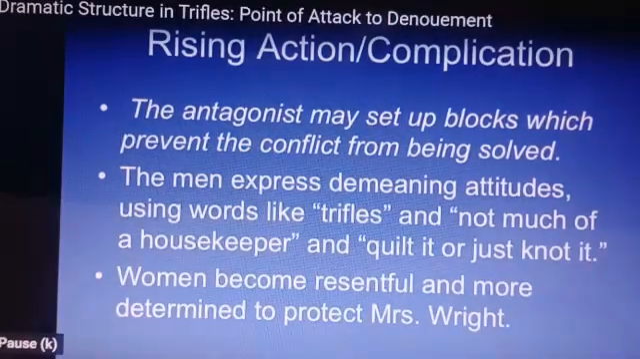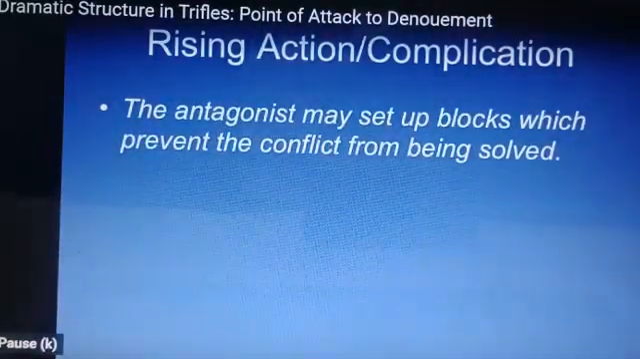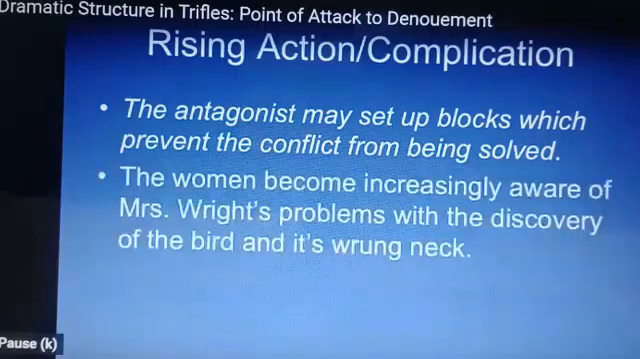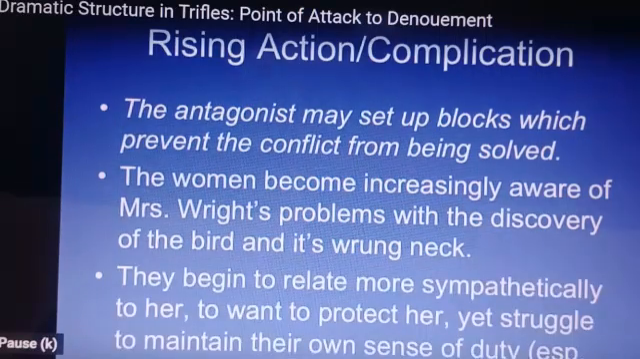Some other ways in which the opposing forces set up plots: remember, we talked about how one opposing force is that the women themselves are dealing with their own sense of what is right and what's wrong. So, they become increasingly aware of Mrs. Wright's problems as they discover the bird cage and the bird with its wrung neck. Then they begin to relate more sympathetically to her. They want to protect her more, yet they still struggle to maintain their own sense of duty, especially Mrs. Peters.